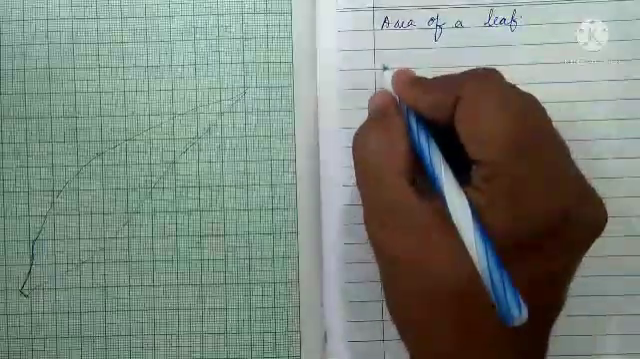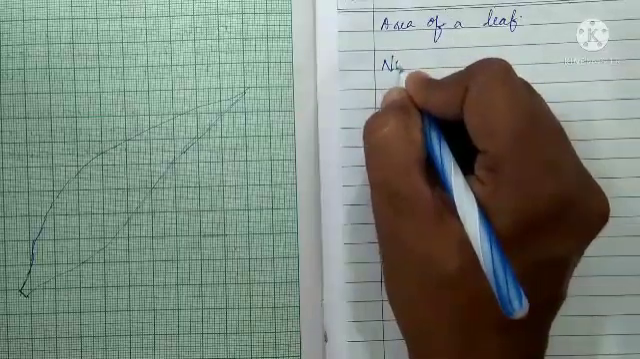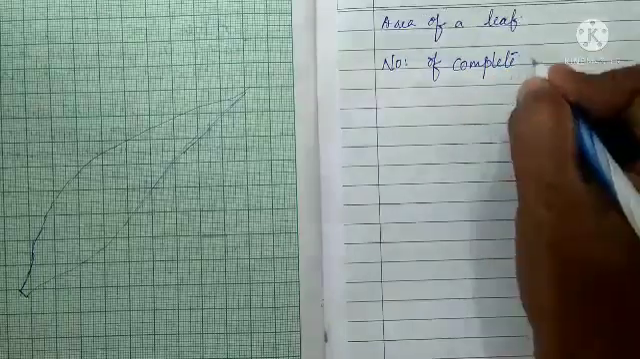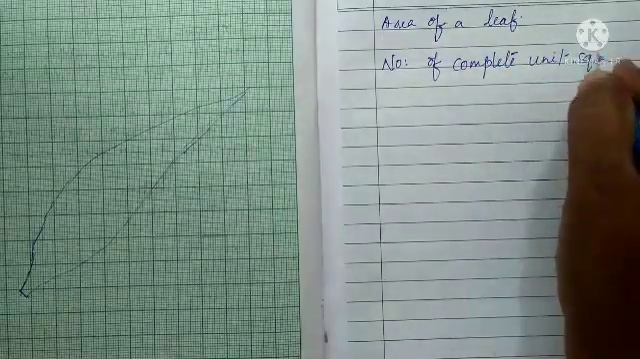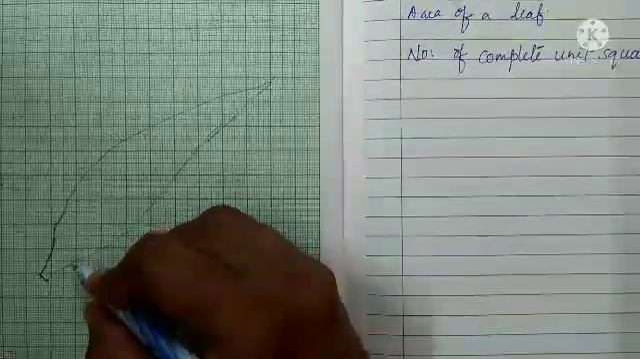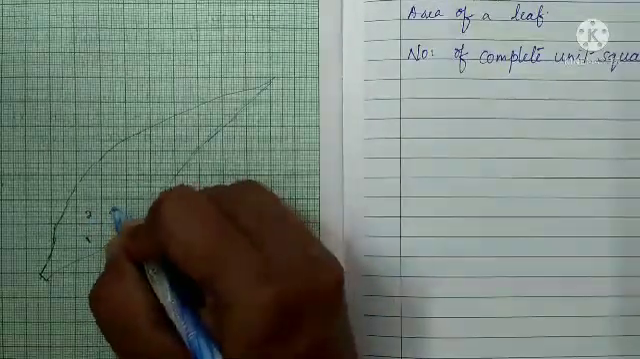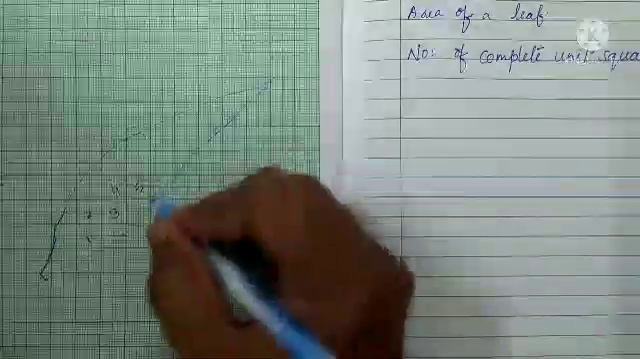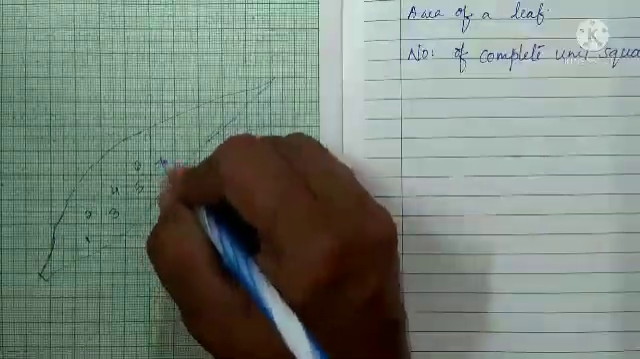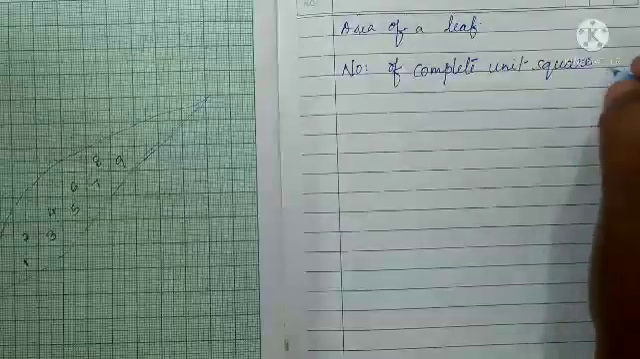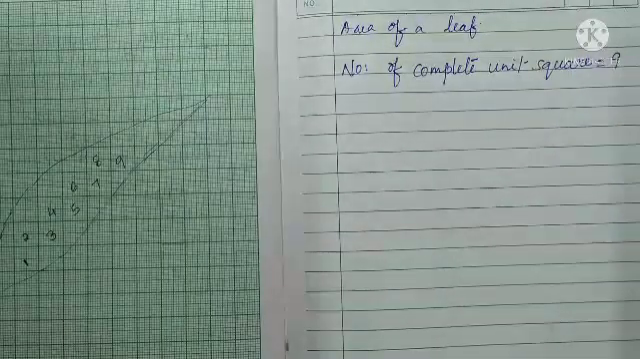Yes, first we need to find out the number of complete unit squares. So first, complete unit squares, how many of them are there? So this is 1, 2, 3, 4, 5, 6, 7, 8, 9. That's all. Only how many unit squares are there? 9.